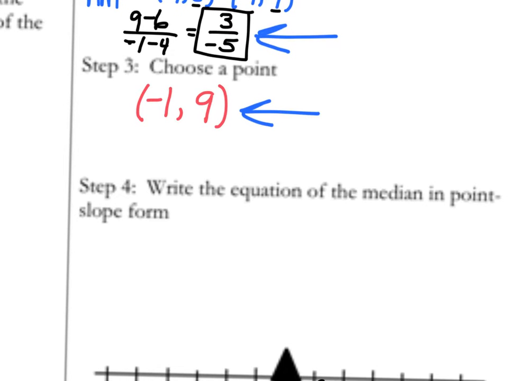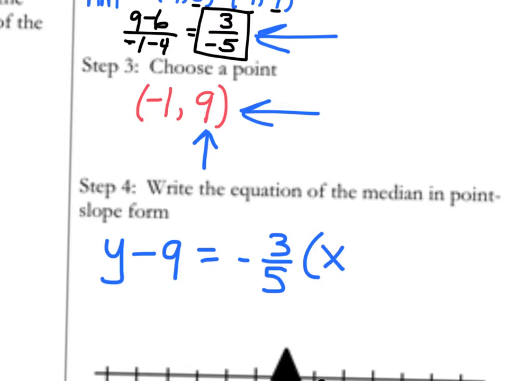Okay, in point slope form. So we're going to go ahead and do y minus my y value, 9, equals my slope, which is negative 3/5, times x minus negative 1, which means plus 1. That's my answer.